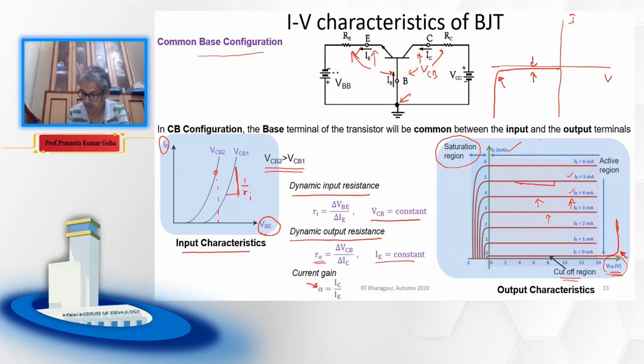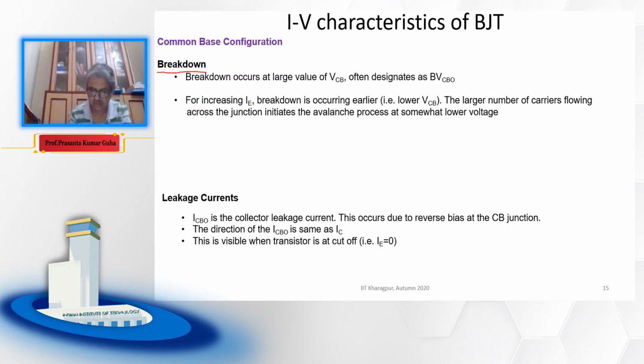Now if you keep on increasing your IE, the breakdown will occur a little bit earlier. This is easy to explain. As I mentioned, breakdown occurs at a large value of VCB, often designated as BVCBO, the breakdown voltage between collector and base.